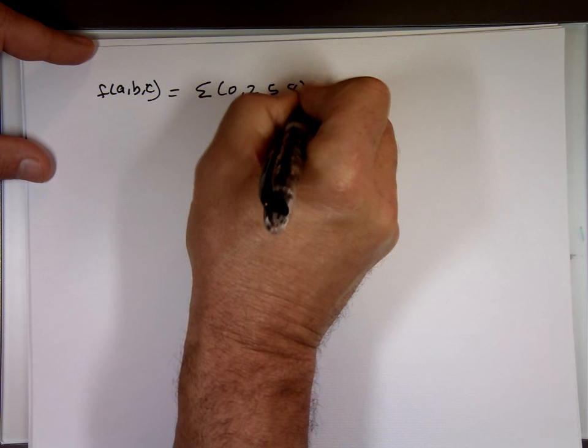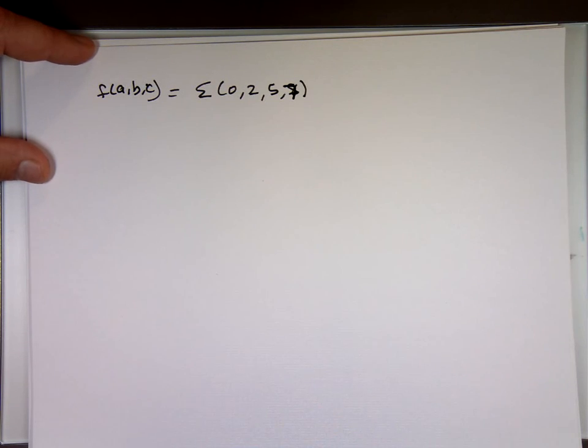Oh, 7, not 8. 3 variables. And function 2.